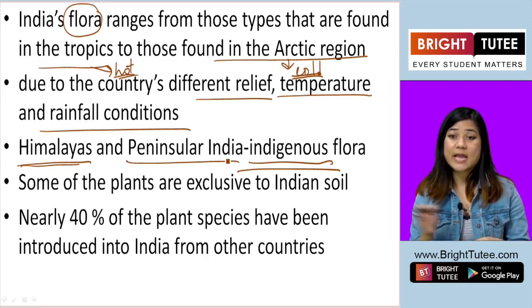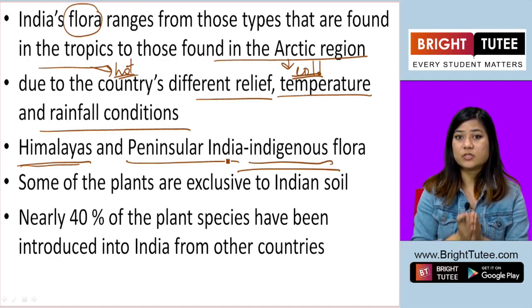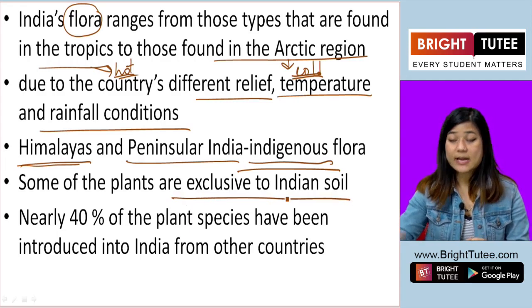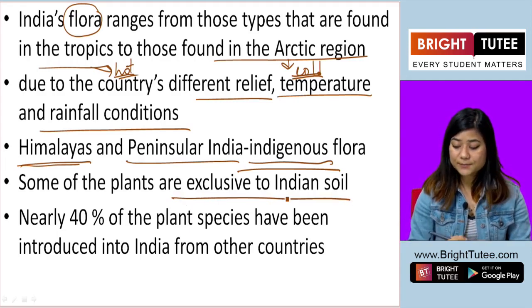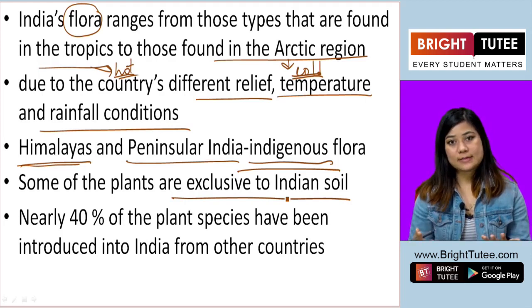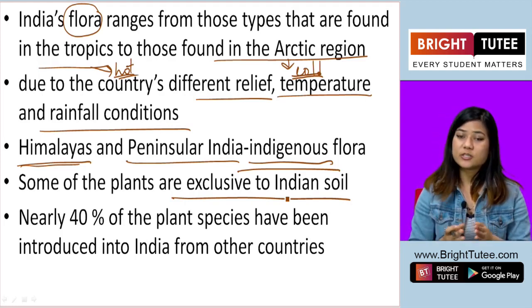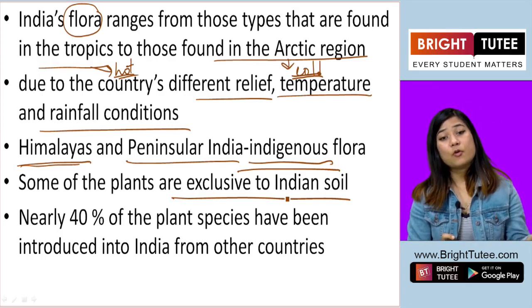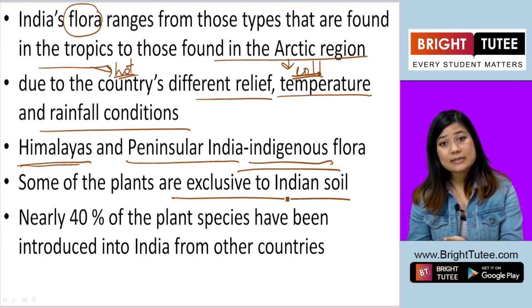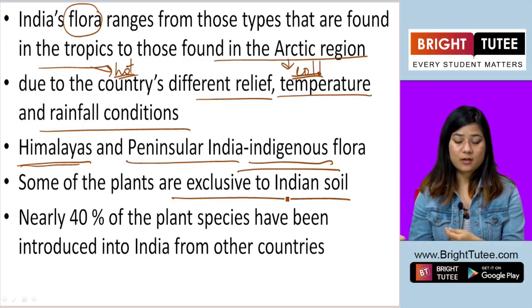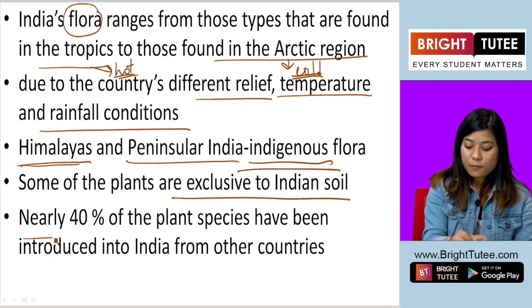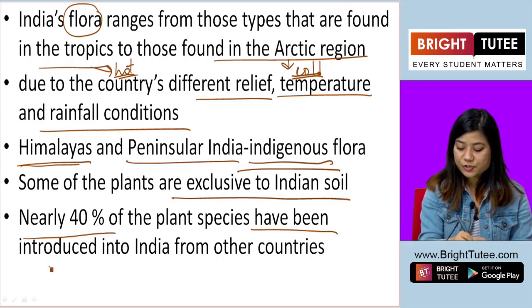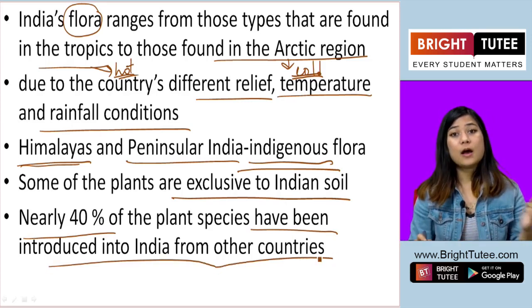They cannot be found anywhere in the world. They can only be found in some parts of our country. Okay, so we say that they're exclusive to the Indian soil. Alright. But there are also plants and trees which are not exclusive to India, meaning they're not from India. They are brought from outside of India and planted in India and have remained in India. Okay, so there are nearly 40% of such plants and trees which have been introduced into India from other countries.